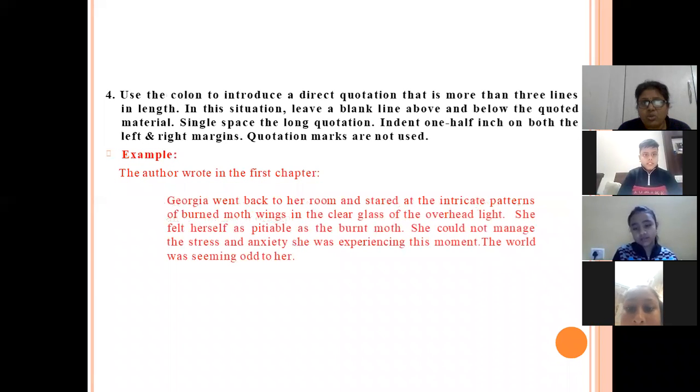Okay. So use the colon to introduce a direct quotation, if it is more than 3 lines. If the quotation, if here we are using colon and this is a quotation, the author wrote in the first chapter and it is more than 3 or 4 lines, then we write it like this and then we write the whole thing, and here quotation marks are not used.